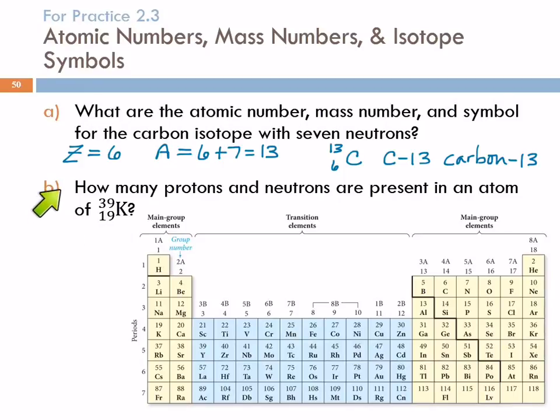Let's look at letter B. How many protons and neutrons are present in an atom of this? I would read that as potassium-39. 19 protons. This number at the bottom is the number of protons. So 19 protons, and then the neutrons: we just subtract this and we get 20. So 20 neutrons, and that's potassium-39. Any questions?